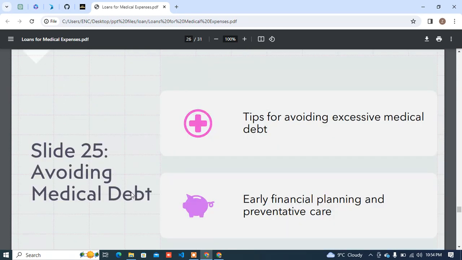Slide 25, avoiding medical debt. Tips for avoiding excessive medical debt, early financial planning, and potential care.